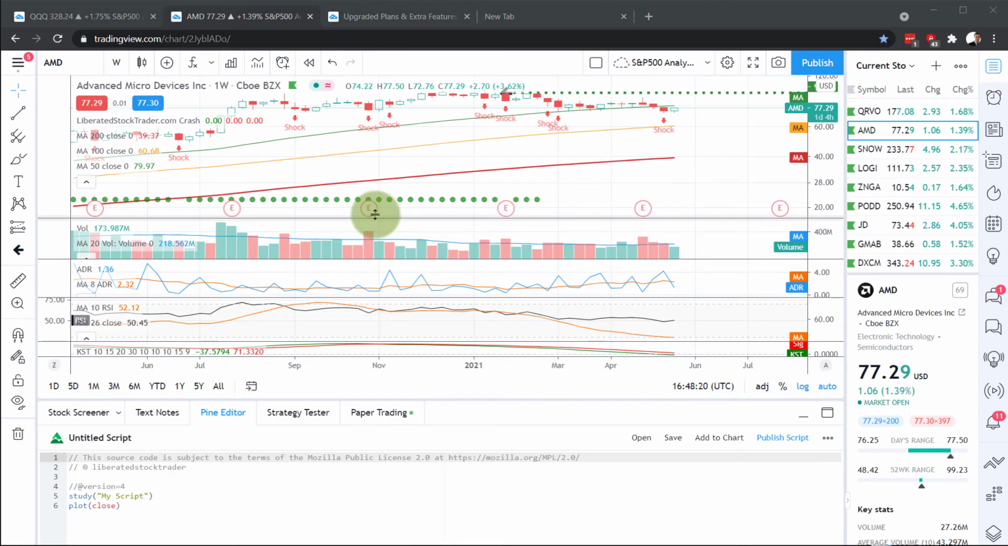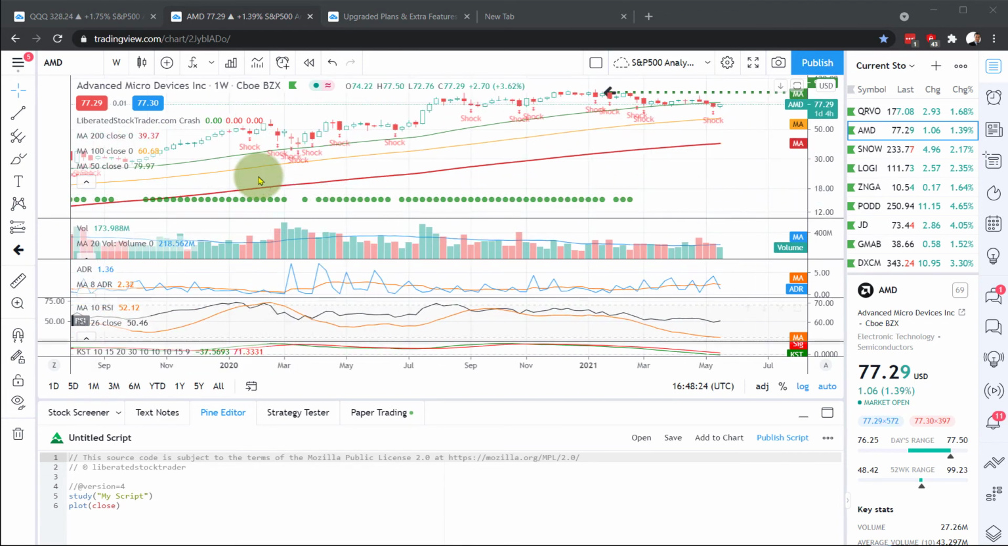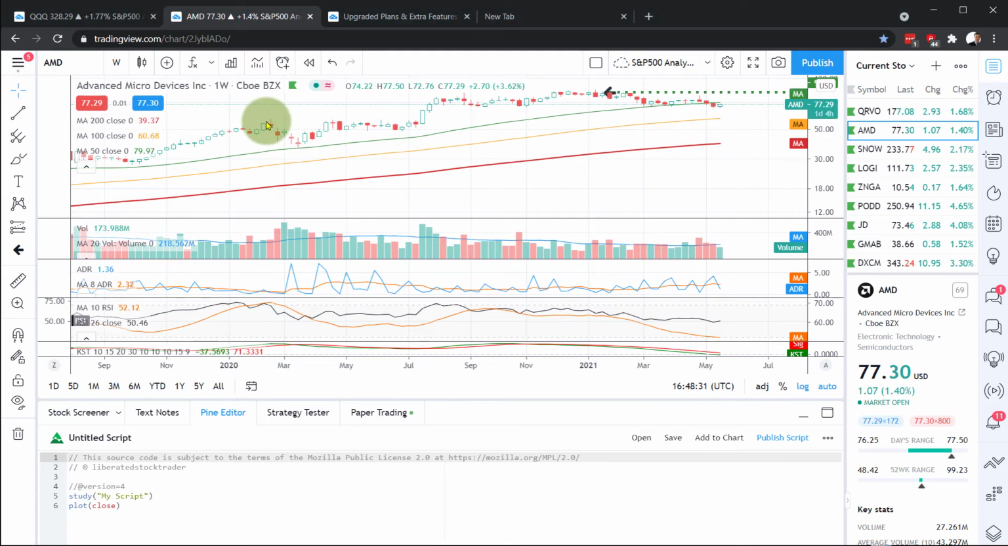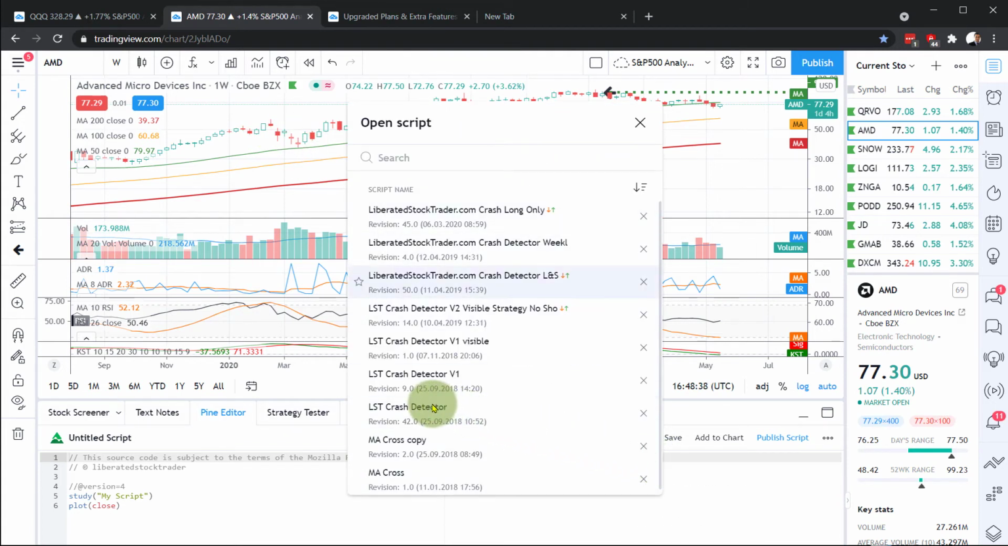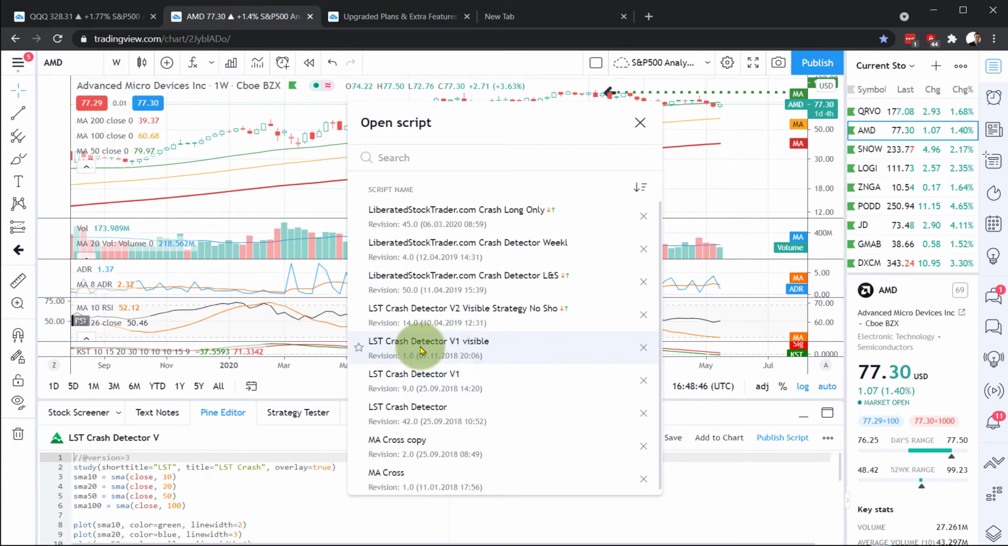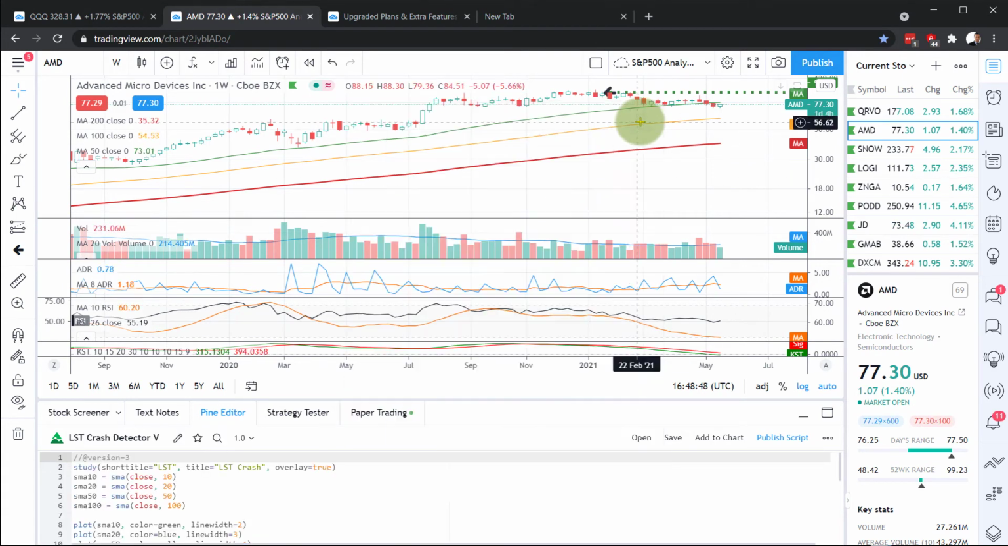So let me quickly show you how the backtesting works, because this is really something I like a lot in TradingView. So I already have the Liberated Stock Trader Crash Detector system enabled, but I'm going to just remove that. And essentially how it works is you go into the Pine editor, you open. So I'm going to open my script, and I've got obviously multiple various scripts here. I'm going to use the LST Crash Detector version 1. Going to enable that. Good, it's enabled, and I'm going to add it to the chart.